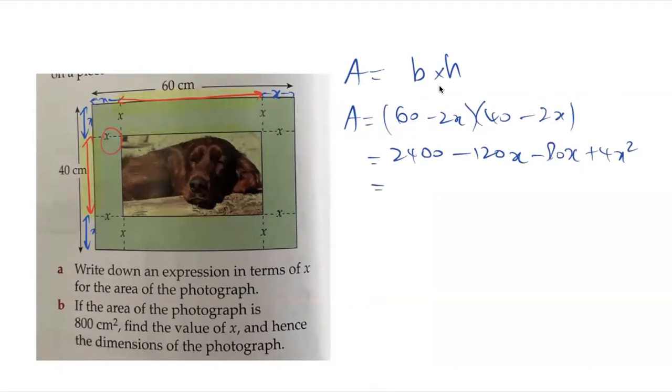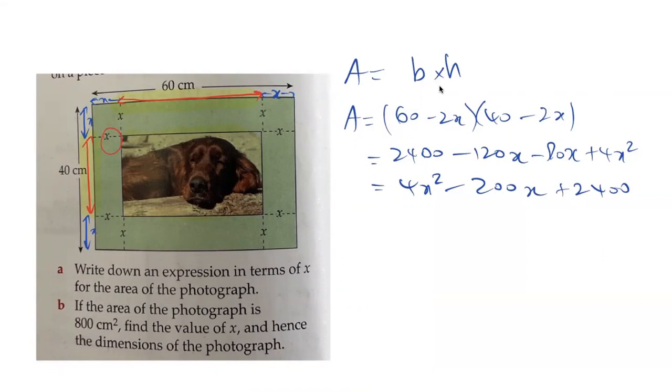We'll simplify that a little bit. I like to have the 4x squared at the beginning, because that's what we're used to, and there's no effect on that at all. Then it's going to be minus 200x plus that amount there. So I've simplified it. Negative 120x minus 80x is negative 200x. Right, so we have done part A.